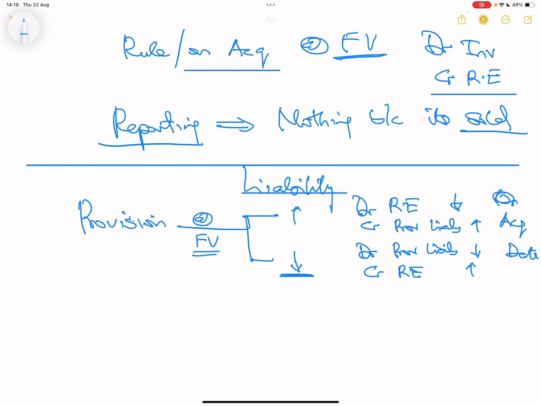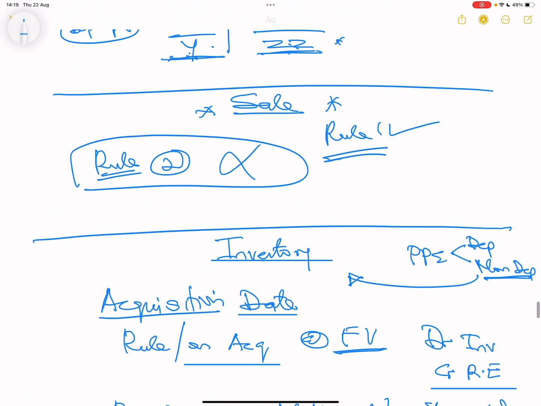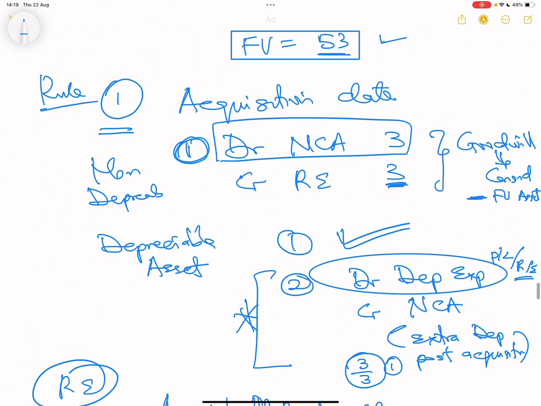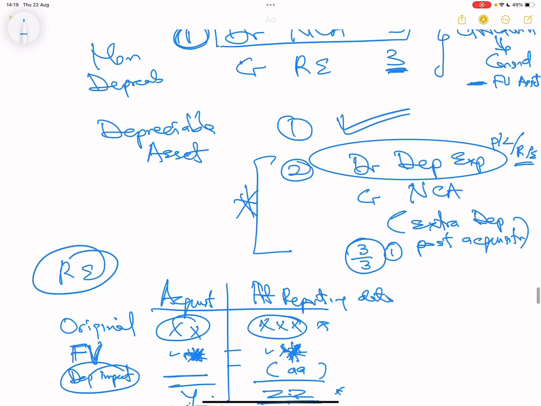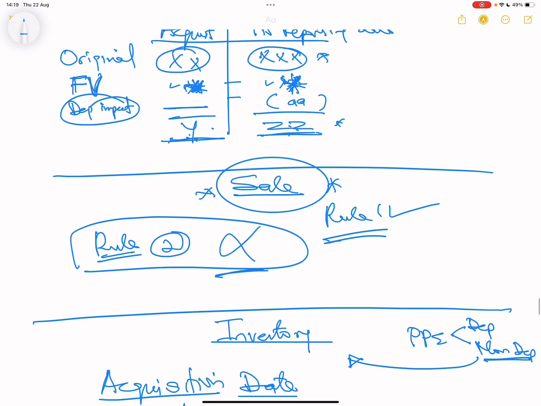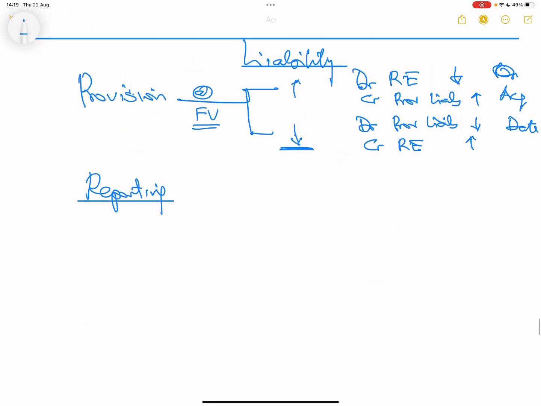Your adjustment, you need to always consider both acquisition date and reporting date. What happens on the reporting date? We still need to make an adjustment. However, the adjustment now depends on whether the provision has been settled or not. The same way we looked at non-current asset and we say we need to check whether it's been sold or not. If it's been sold, nothing is going to happen on reporting date, but if it was not sold, then we need to make further adjustments.